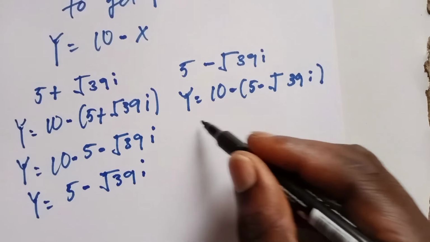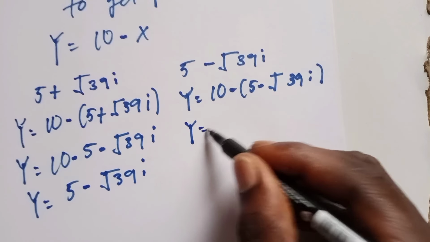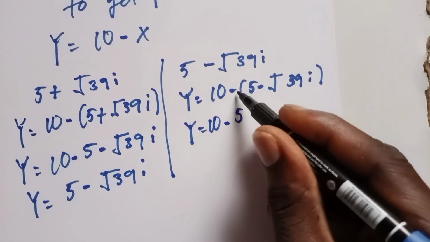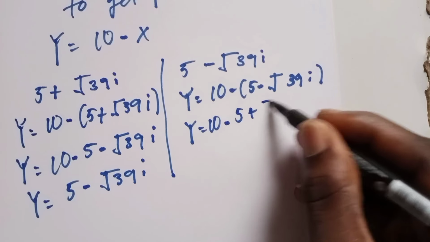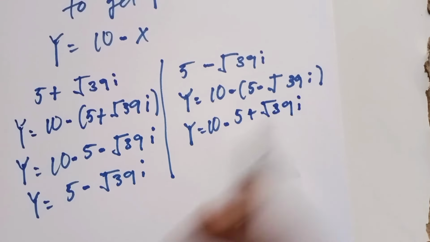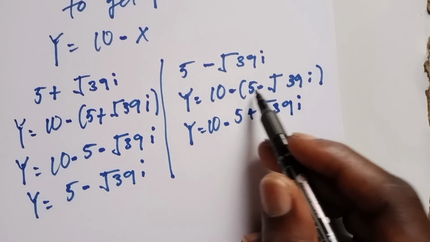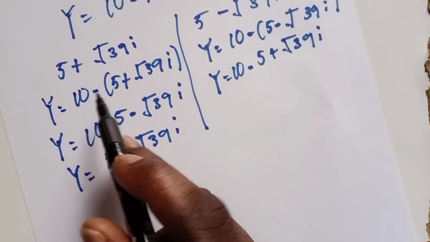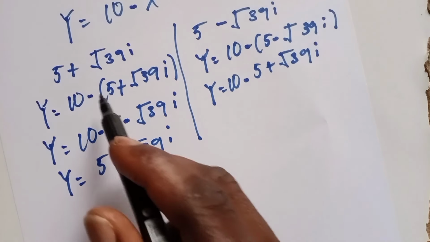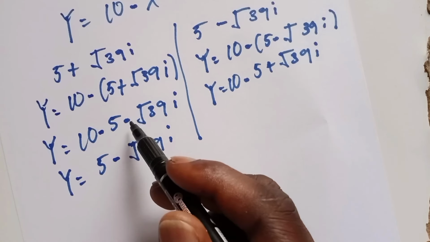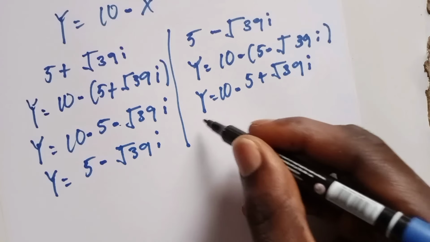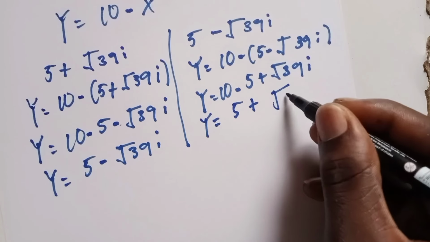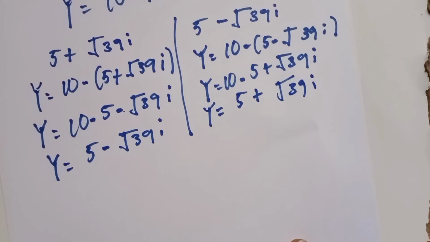Then over here we have y is equal to 10 minus 5 plus root 39 i, as if you expand the brackets, minus times 5 will give us minus 5, minus times minus root 39 i will give us plus root 39 i. Over here too, minus times 5 gives us minus 5, and minus times plus root 39 i will give us minus root 39 i. So we have that y is equal to 10 minus 5, which is 5, plus root 39 i.